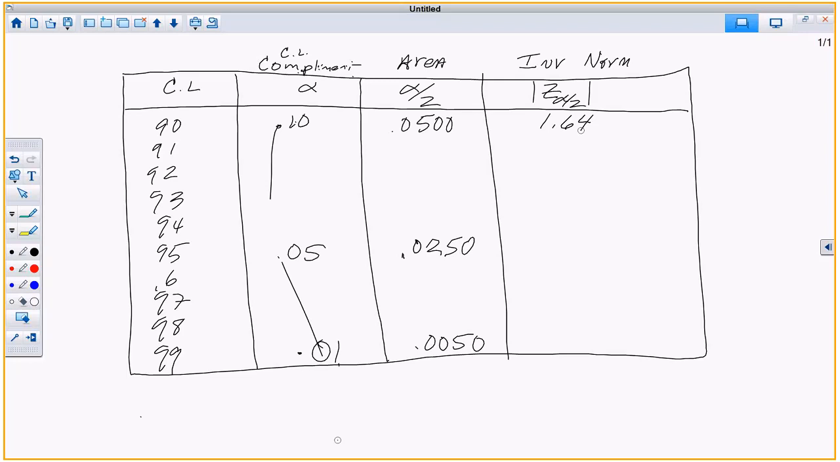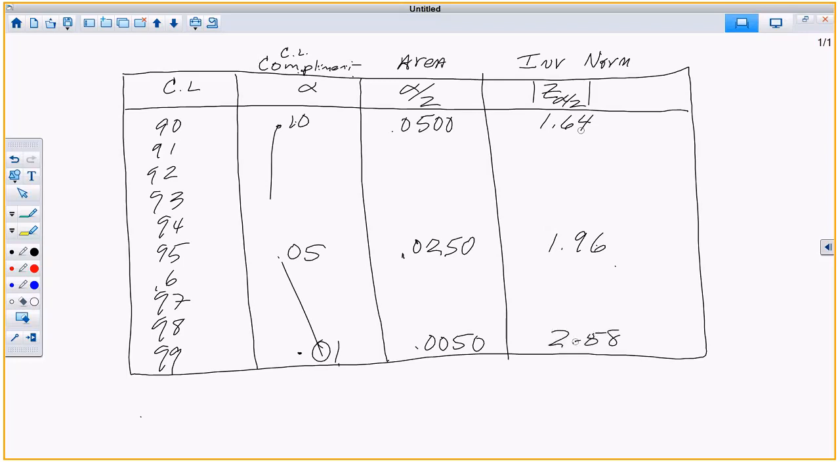All right. Somebody did inverse norm of 0.0250. What do you get? Somebody should have already done it. I mean, it's up here on the board. 0.0250 gives 1.96. And somebody do 0.0050. 2.58. I'm sorry, what? 2.58.